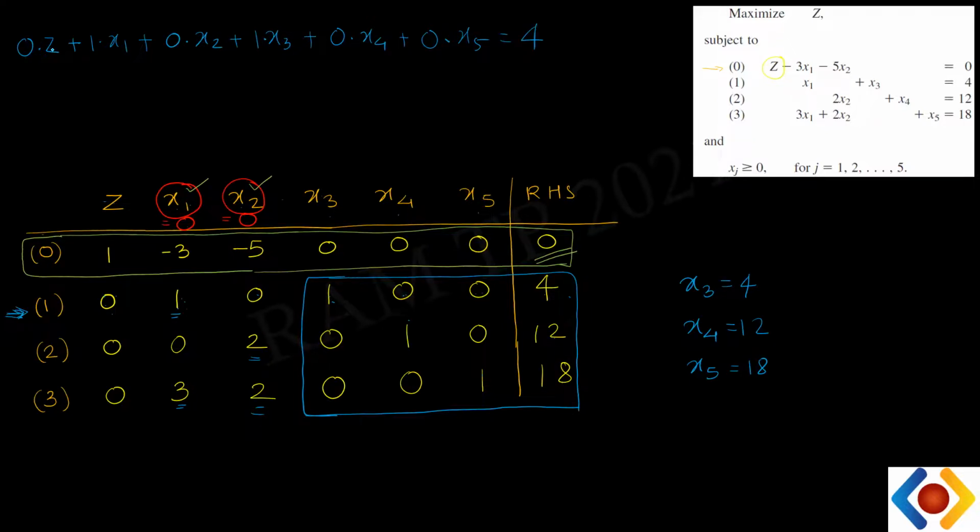Okay, 0 times z is 0. 1 time x1 is how much? x1. But what is the value of x1? x1 is equal to 0. So can I say this term will also become 0? Yes, sir. Okay. What about 0 time x2? That's 0 already. I don't need to worry about that. Fine. What is 1 time x3? That's just x3. What about 0 time x4? 0. Plus 0 times x5? 0. And then we have 4. Everything is wiped out. Only x3 is there, which is equal to 4.